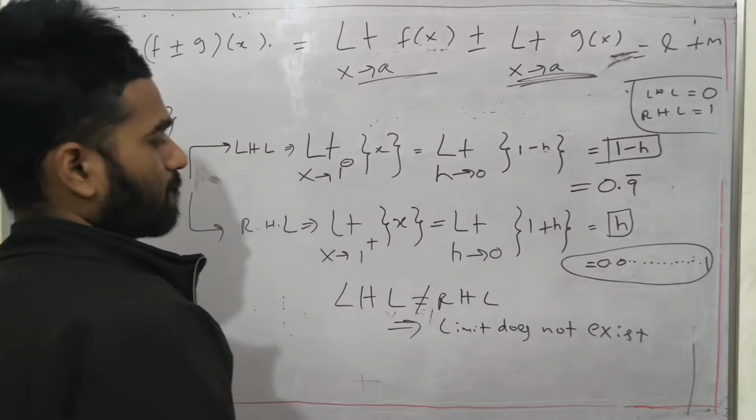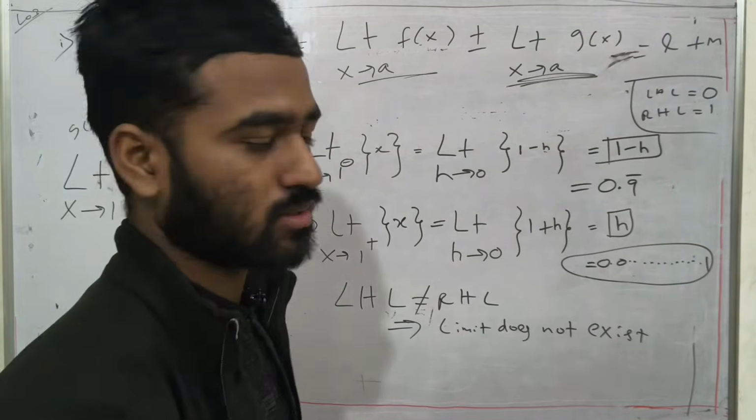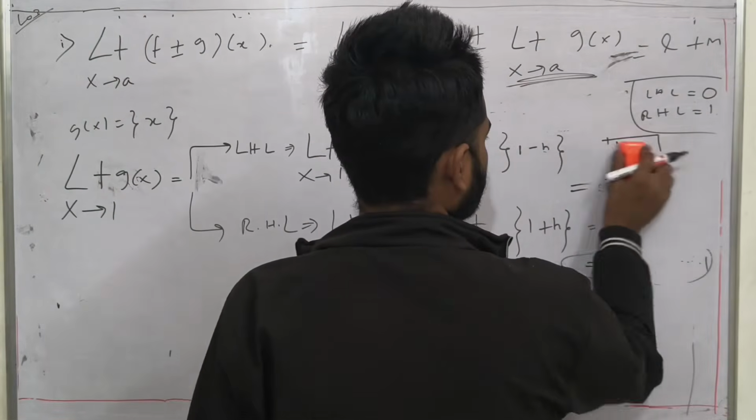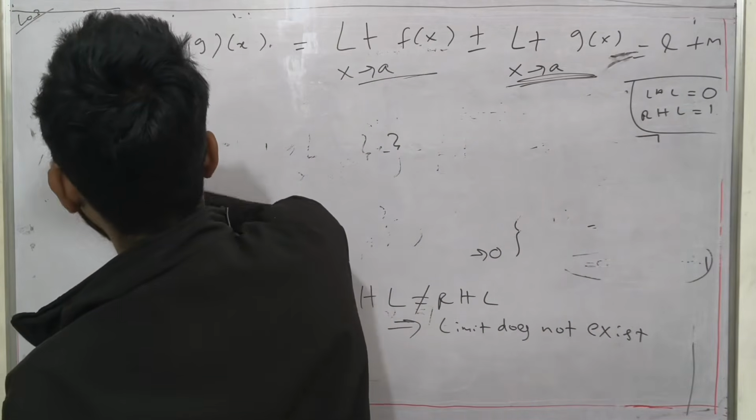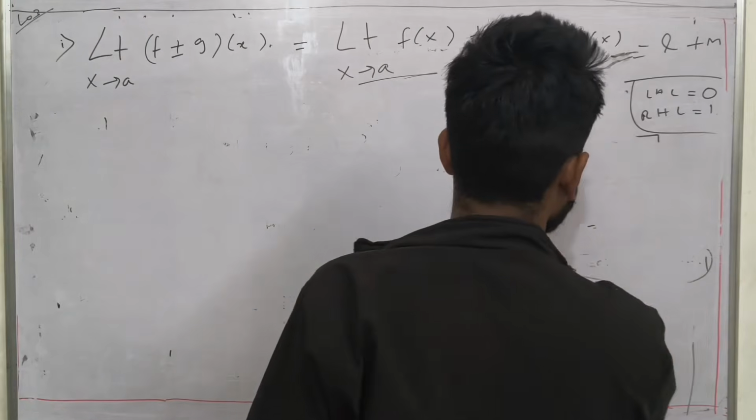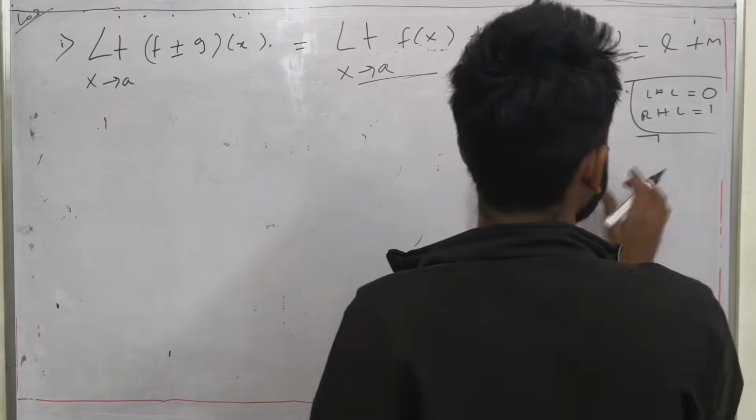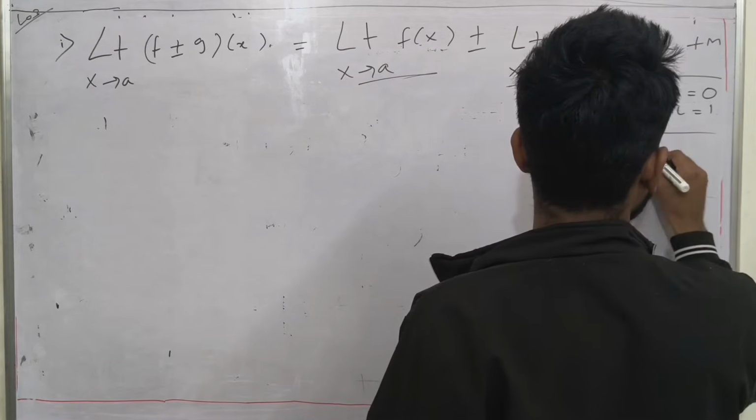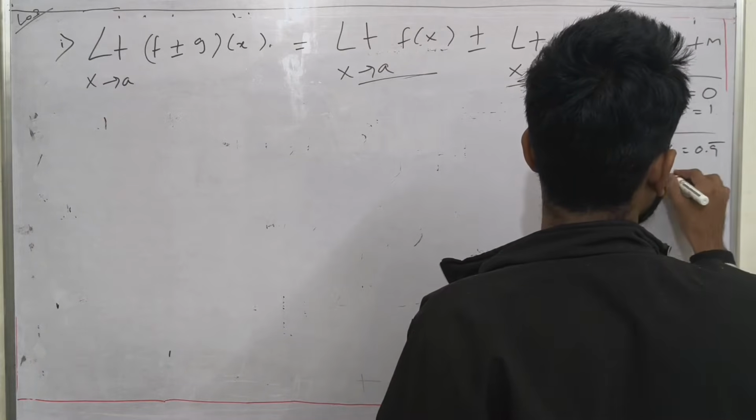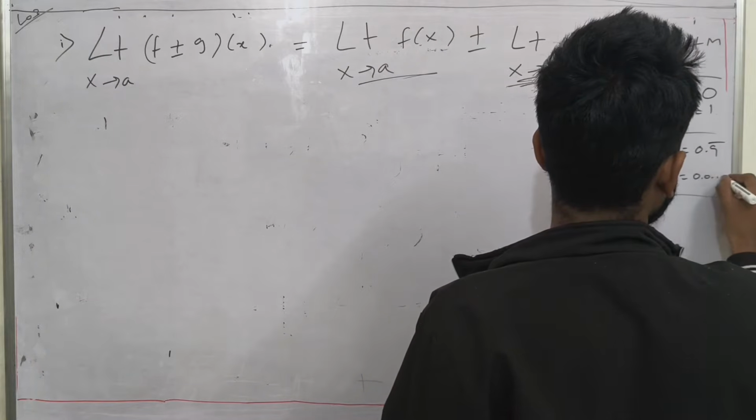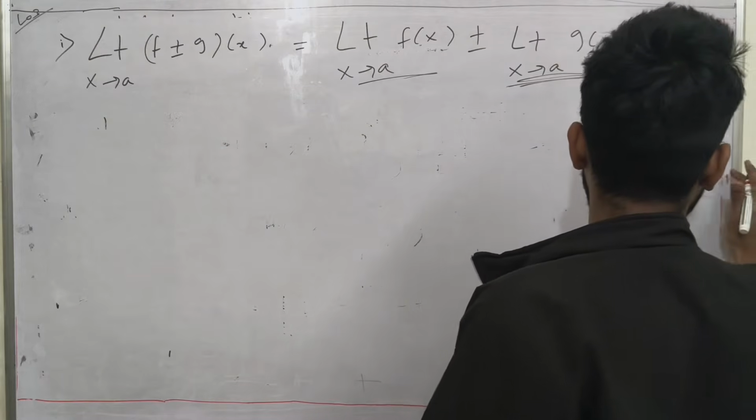Now the left hand limit is 0.99, and the right hand limit is 0.00.